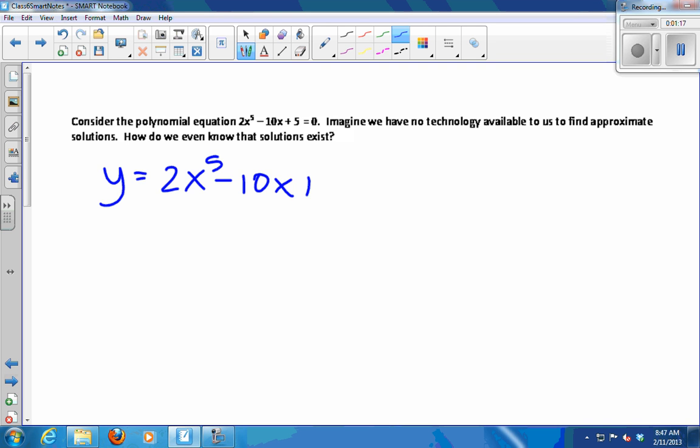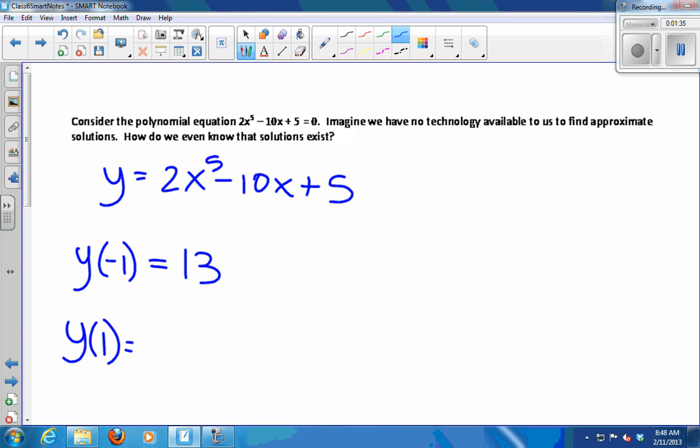minus 10x plus 5, then if we look at y of negative 1, this would be negative 2 plus 10, which is 8, plus 5 is 13. And I think y of 1 comes out to 2 minus 10 is negative 8, plus 5 is negative 3. So we know that somewhere between negative 1 and 1, this thing has to equal 0.